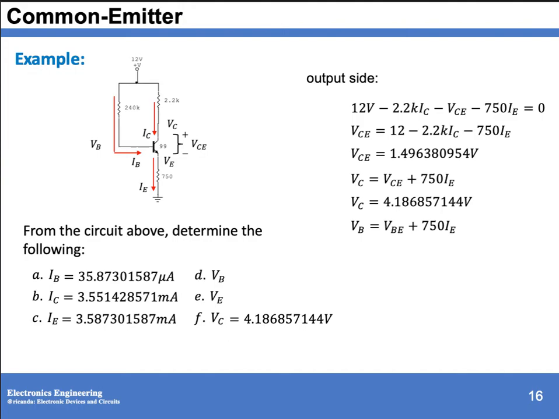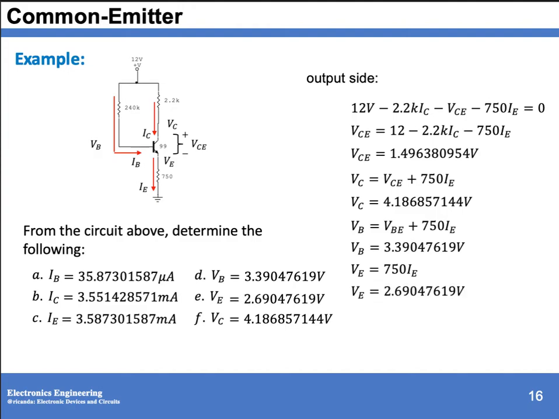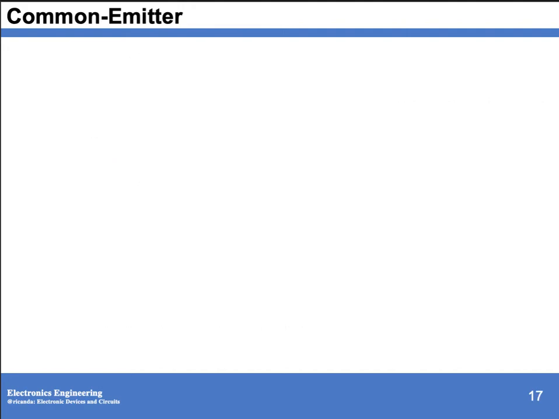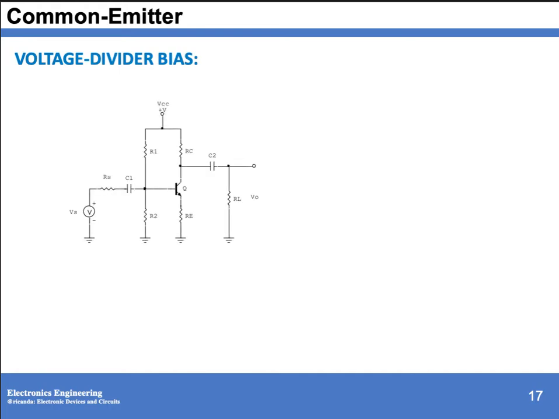And for the voltage of your base with respect to ground, we have your voltage base-emitter plus 750 IE, or that is equivalent to 3.390476619 volts. And your voltage at your emitter is the same as the voltage across your 750. So we have 2.690476619 volts.